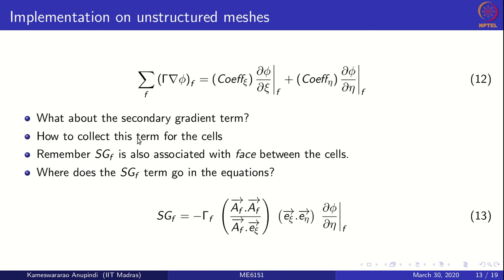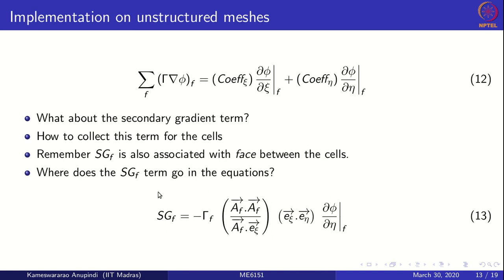Of course you can go to every cell again and calculate, but that is not the motivation. We want to calculate it from the phase-based data structure, because Sg is also associated with the phase between the cells, which is why we write secondary gradient sub f. So it would save us computation time if we calculate it once and assign it to both the cells that share the phase.